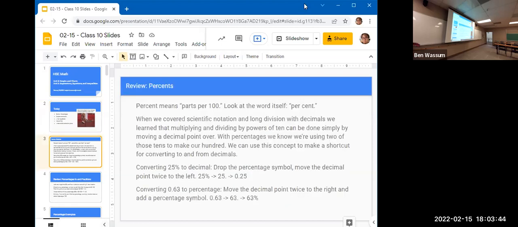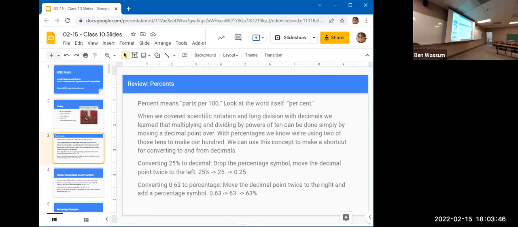All right. So, reviewing percentages. This is just a snippet of what we did last time. Again, remember that percent means parts per 100. As it's phrased, percent: you know how many cents are in a dollar, so that's how many are in total percentages.